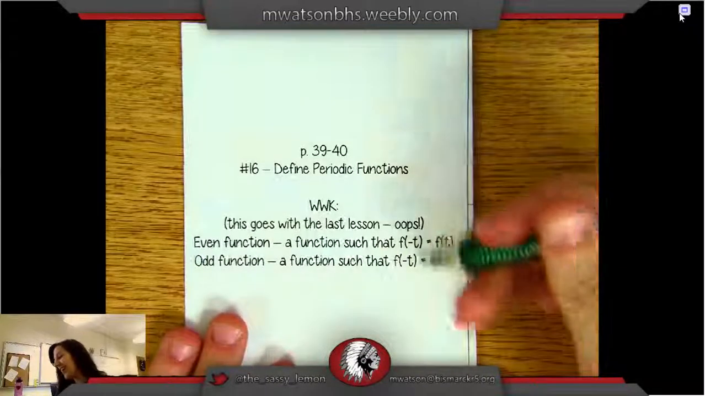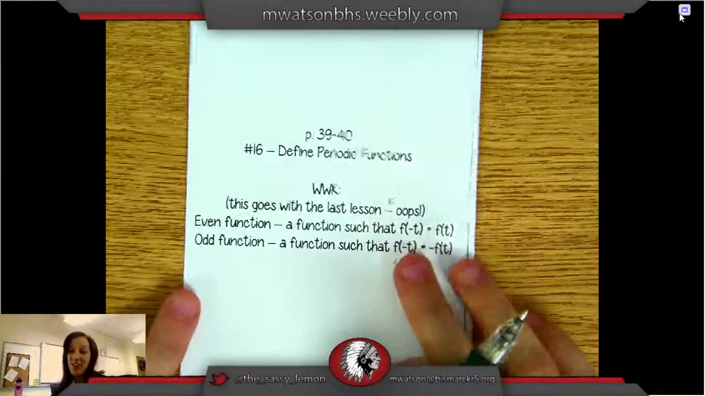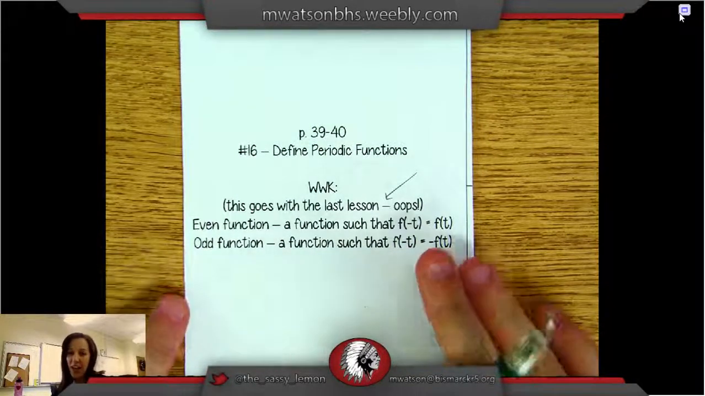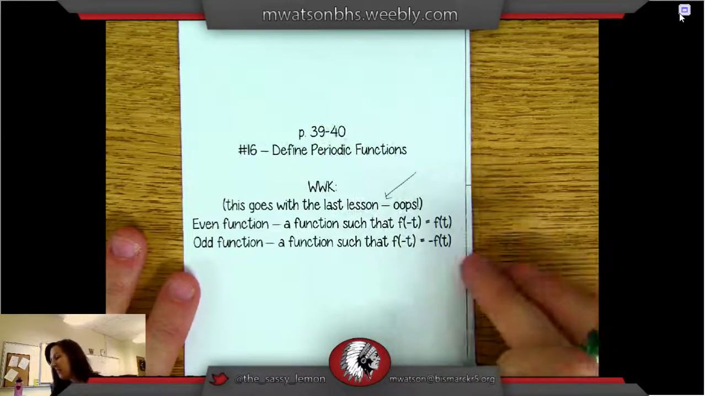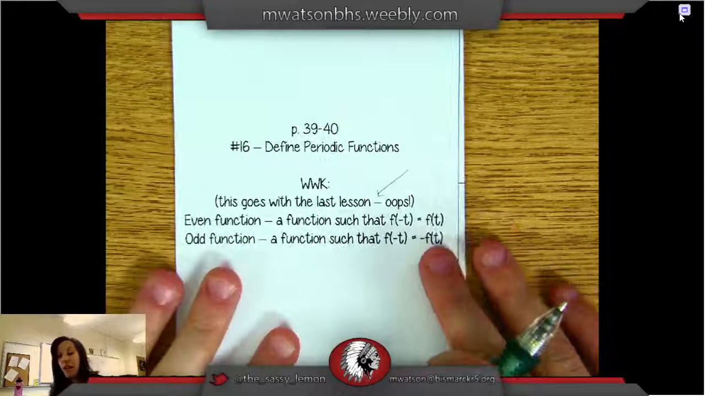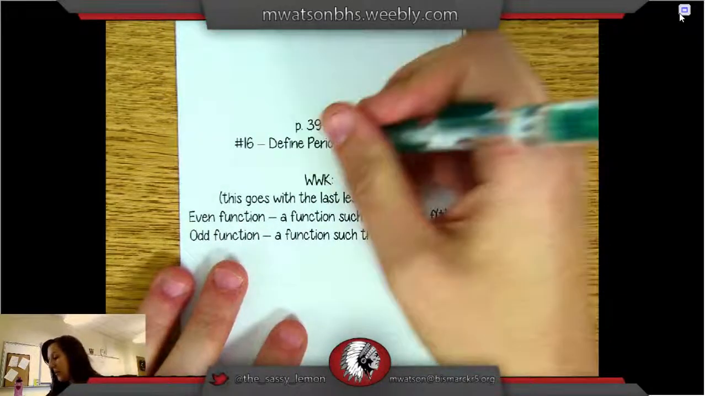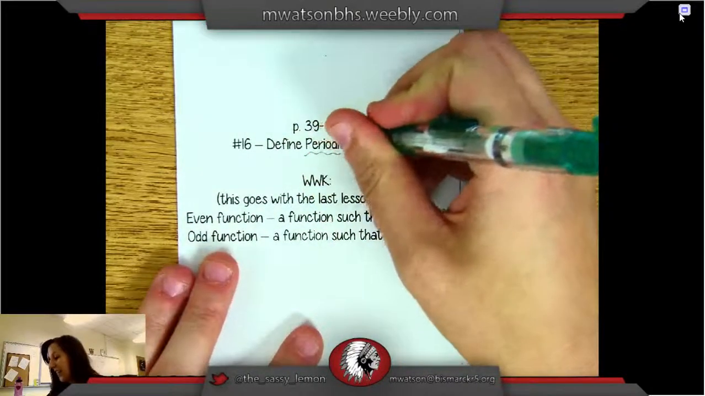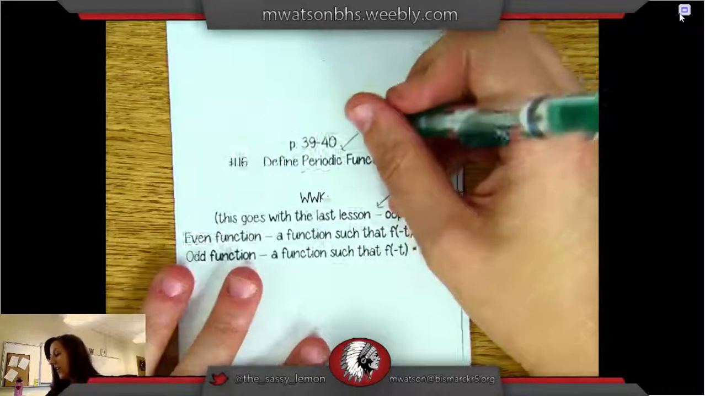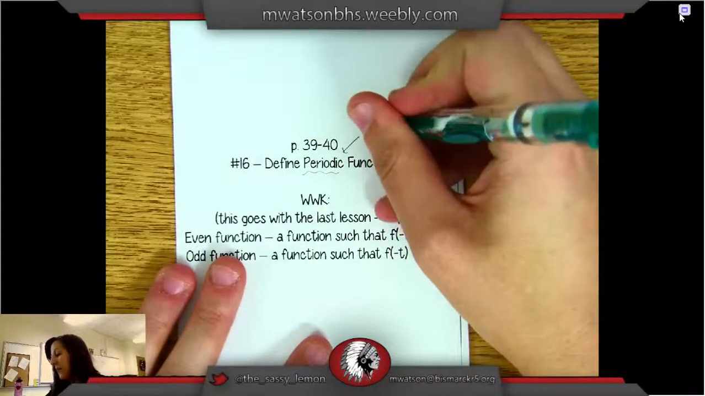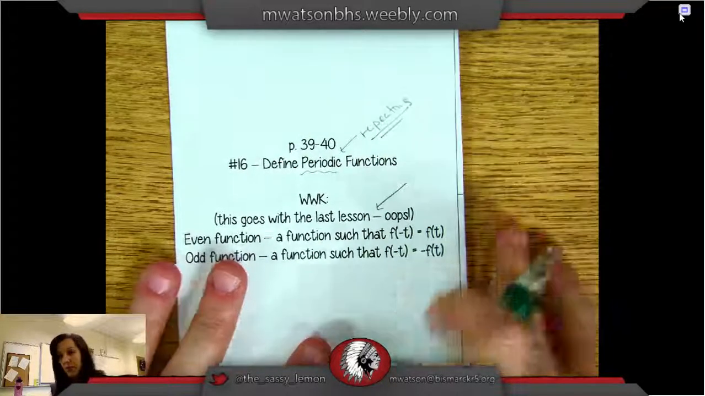I don't know why I even bothered, but there's the definitions that I should have gone over in the last video. But go ahead and write those in your words worth knowing. So today we're going to be defining periodic functions. All this really means, this word periodic, is that the same thing repeats every so often. So it's kind of like defining repeating functions. That's what it means to be periodic.